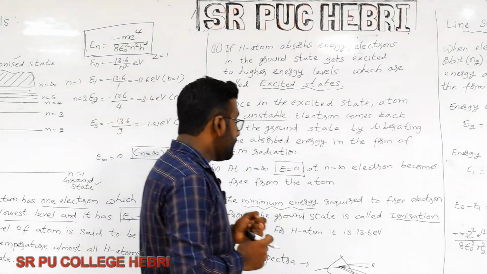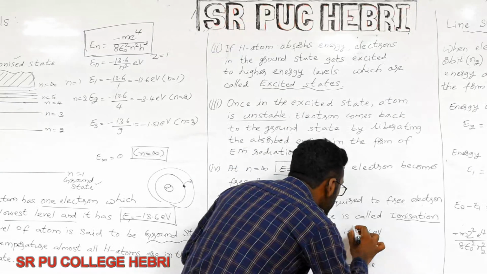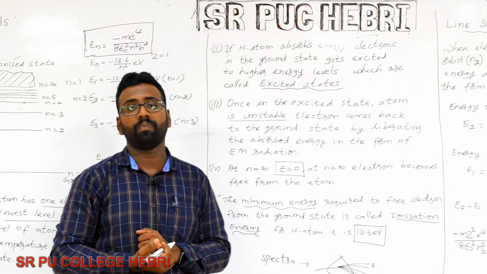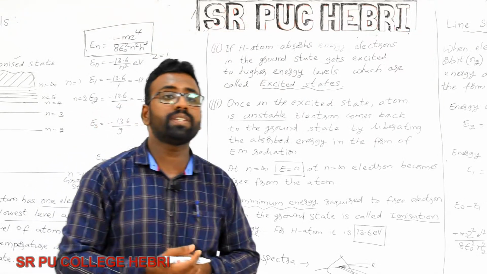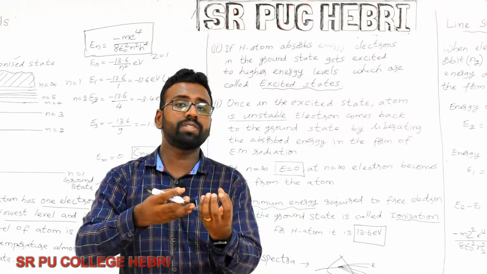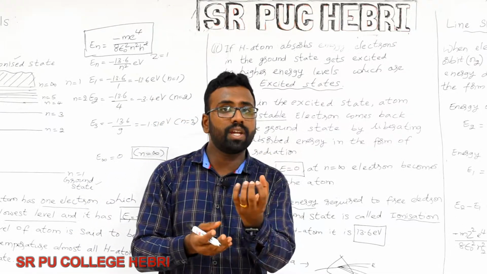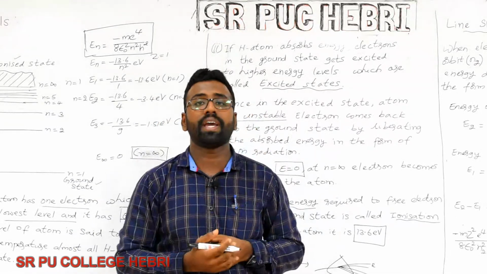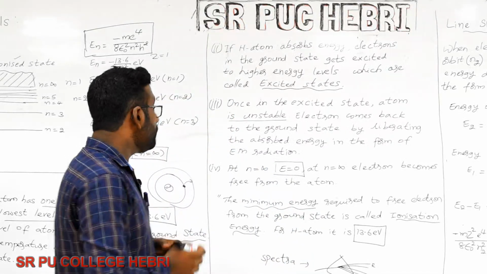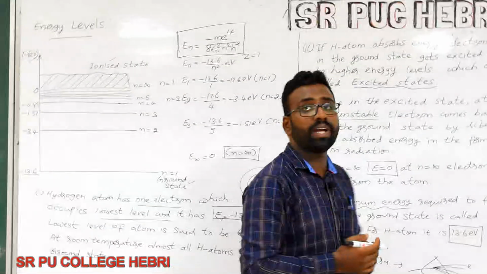For hydrogen atom, ionizing energy is said to be 13.6 electron volt. So this is about the basic ideas about energy levels. So ground state or ground energy level, then comes the higher energy levels or excited states. Now we will move on to line spectra of hydrogen atom.